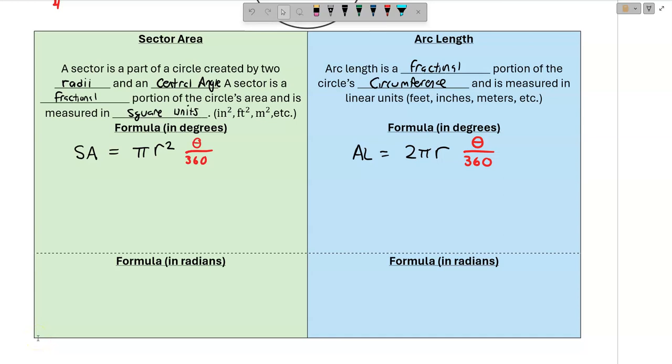Hey everyone, Mr. Fugate back for part two of sector area and arc length. So the first video placed an emphasis on degree measures. Our focus in this video will be on radian measures.